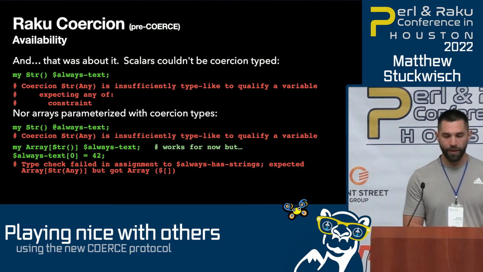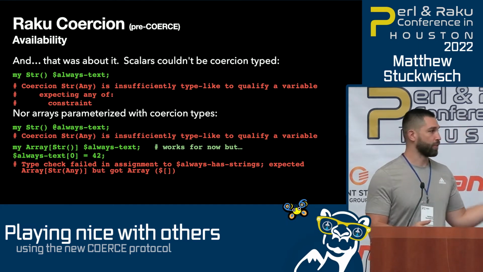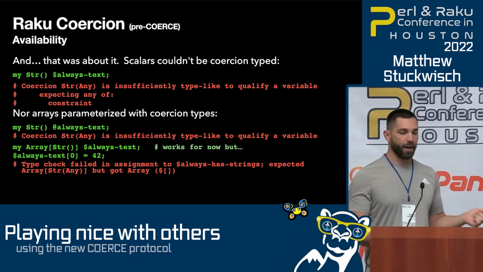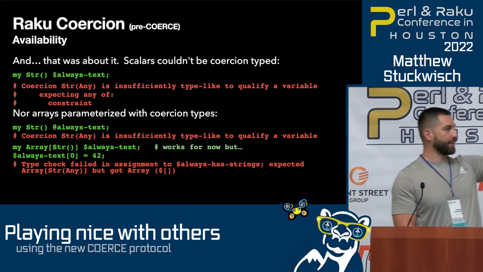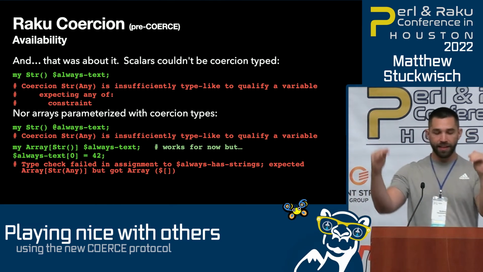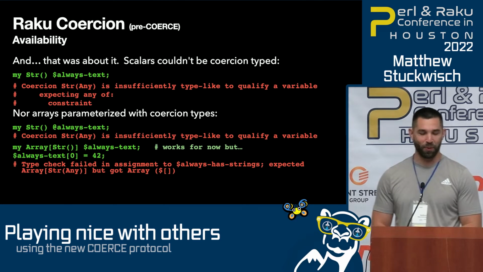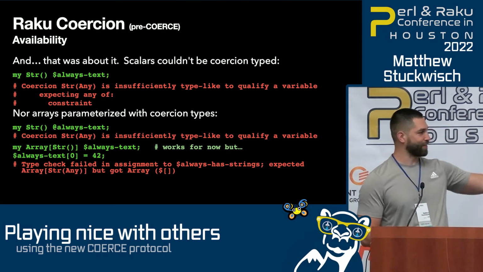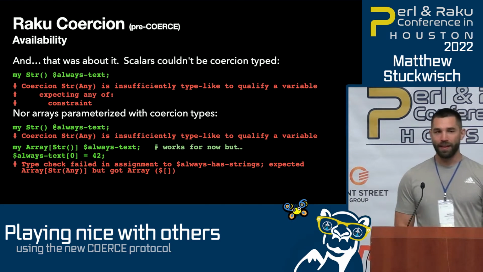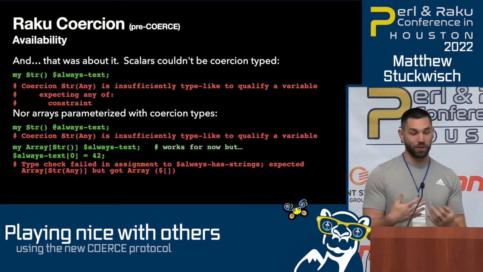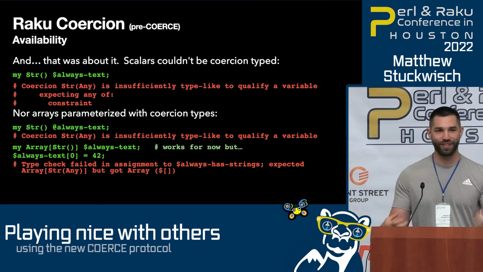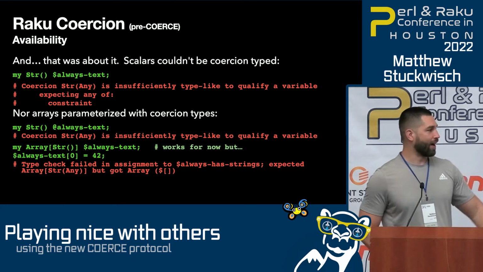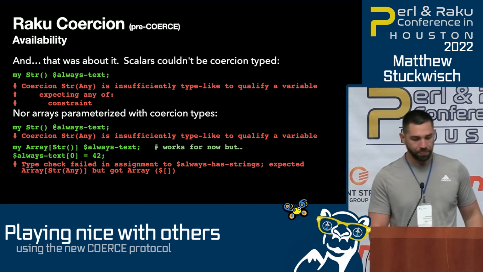up to 2020, right? Scalars couldn't be coercion typed. So if I said my string with the parentheses, as we saw in Daniel's talk, and I say always text, I would get this error: Coercion string any is insufficiently type-like to qualify a variable. And it's like, I want some constraints here or something. And so it's saying, hey, I get that this is a coercion thing, but coercion things aren't types. They're coercion-y stuff.